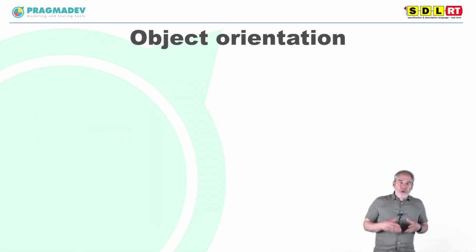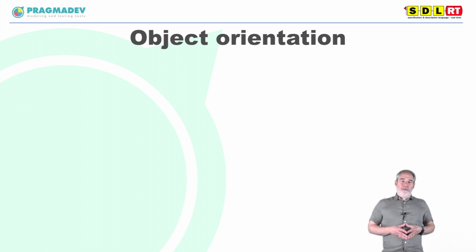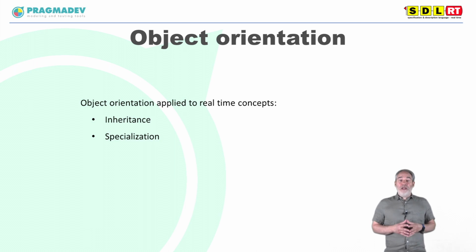Now, let's go back to object orientation in SDL-RT. We have seen how classes could relate to one another, but let's see how they apply to real-time concepts. In particular, we will look at how inheritance and specialization apply to state machines. One of the very interesting aspects of object orientation with SDL-RT is that it applies to the behavior itself, and that it is quite unique among other modeling technologies.